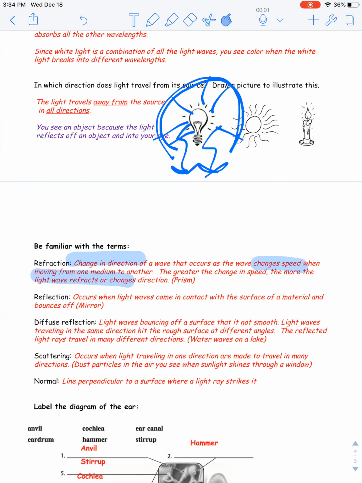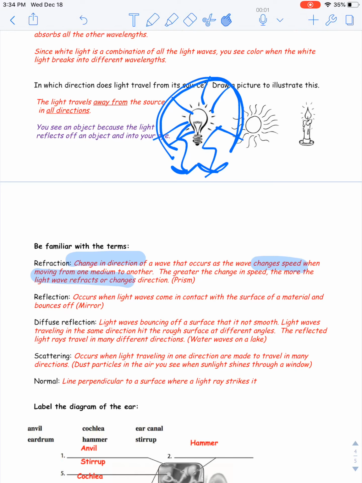Diffuse reflection is going to be the opposite of your normal reflection. Your diffuse reflection here is when the surface isn't smooth. The light waves will come in and hit that rough surface and it's going to come out at various random angles.